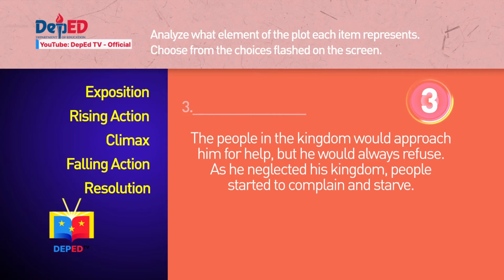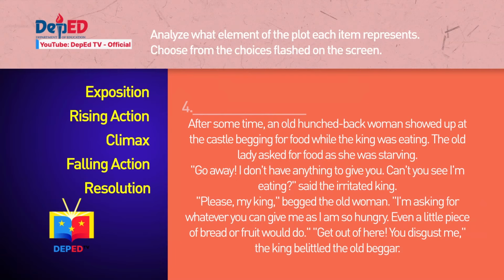Answer: rising action. Number 4. After some time, an old hunchback woman showed up at the castle begging for food while the king was eating. The old lady asked for food as she was starving. "Go away. I don't have anything to give you. Can't you see I'm eating?" said the irritated king. "Please, my king," begged the old woman. "I'm asking for whatever you can give me, as I am so hungry. Even a little piece of bread or fruit would do." "Get out of here! You disgust me!" the king belittled the old beggar.